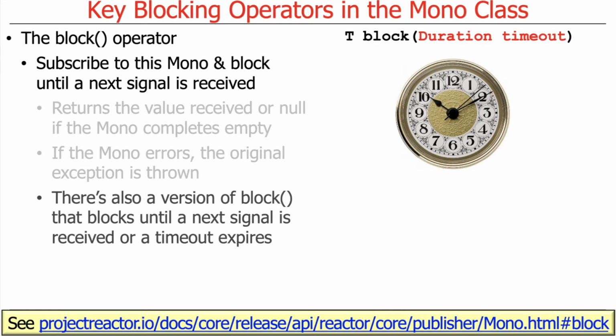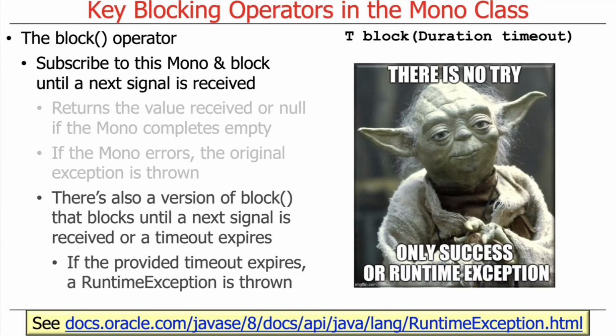There's also a timed version of block that blocks until a next signal is received or until a timeout expires. So you can see here we have duration, which is the timeout, and that'll block up to that duration. If the provided timeout expires, a runtime exception is thrown. And as Yoda puts it so well, there is no try, only success or runtime exception.